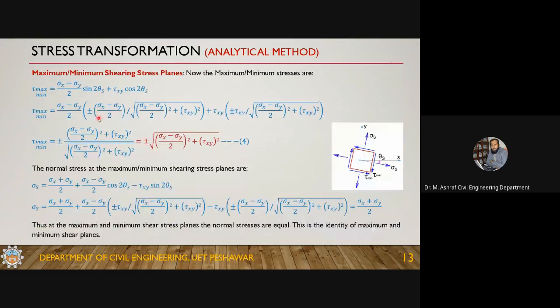So plug in, so plus minus this, plus tau xy plus minus this. This is divided by this, so take it out common. So this into this square plus tau xy into tau xy square. Okay, so you will get this one. So here you can see that this is under root and this is without under root. So this will then become under root.